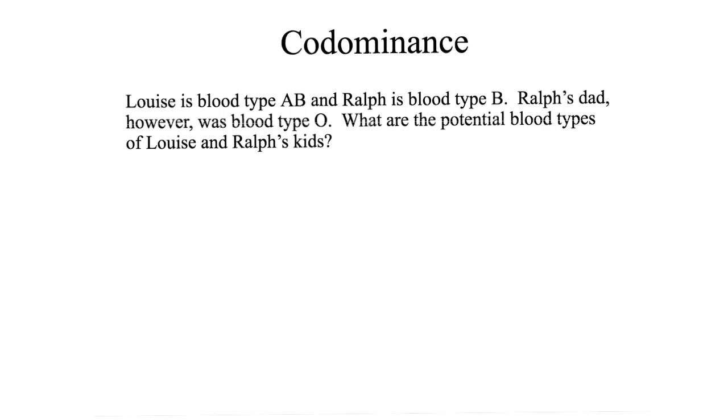Okay, the next type of problem is called codominance. For codominance, there's really only one example that we ever do, and that's blood type. It's a really good example.